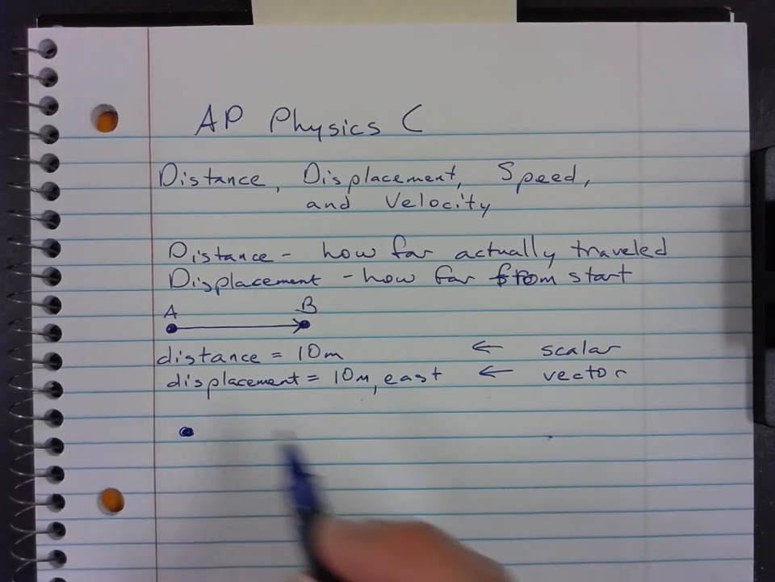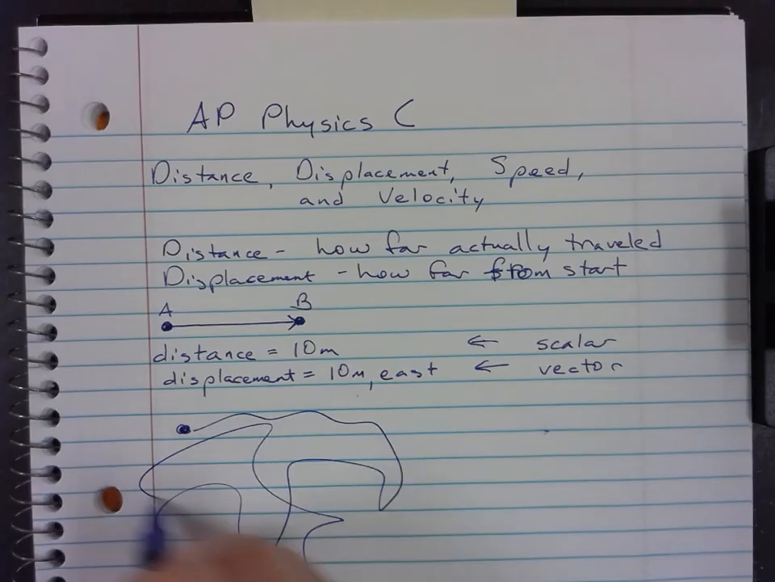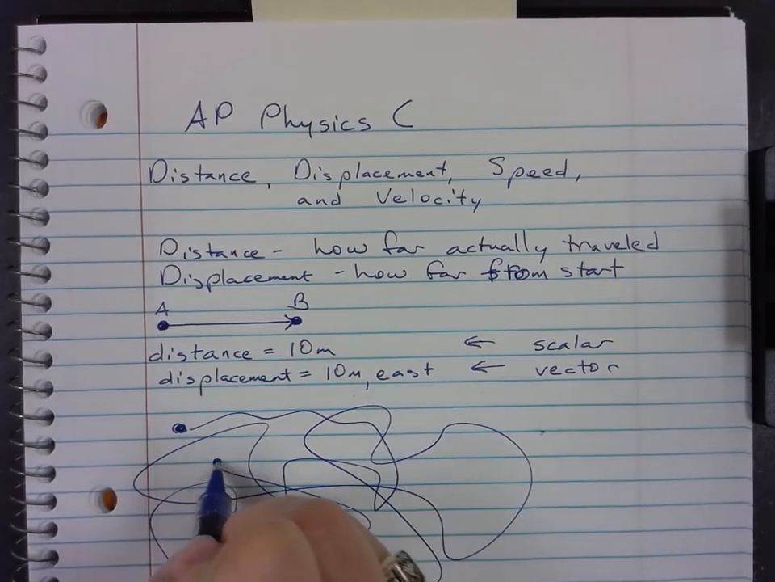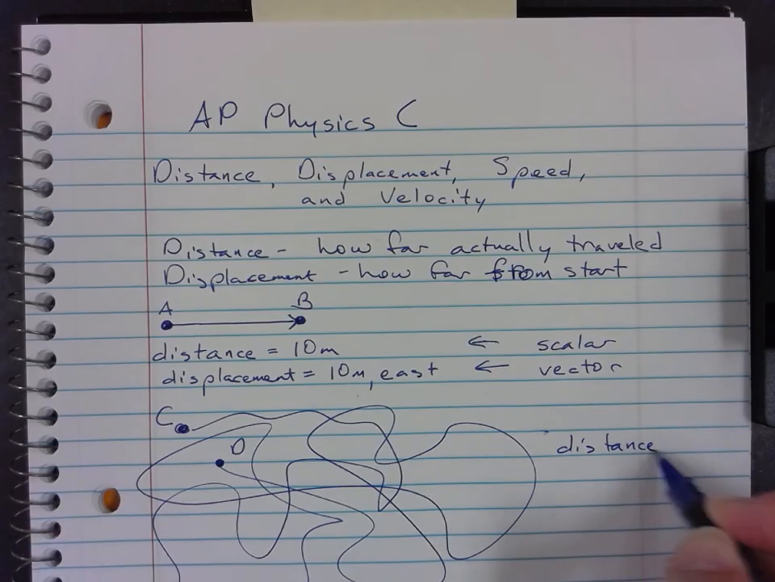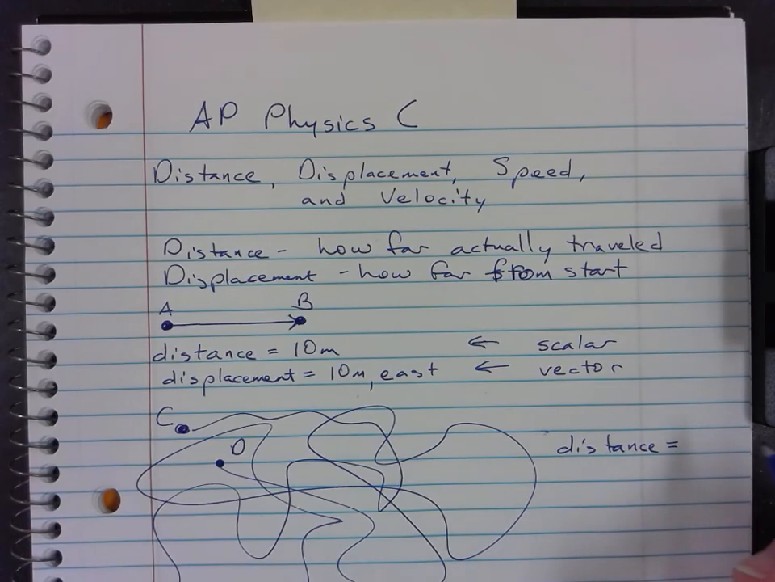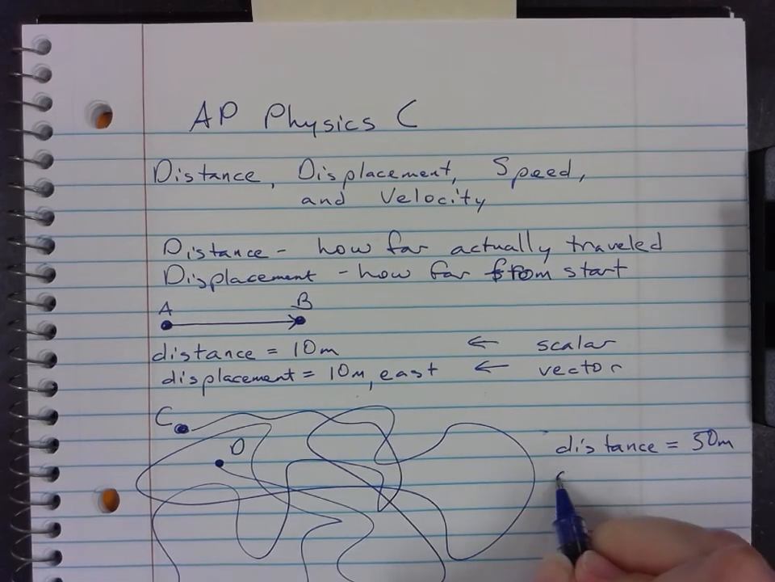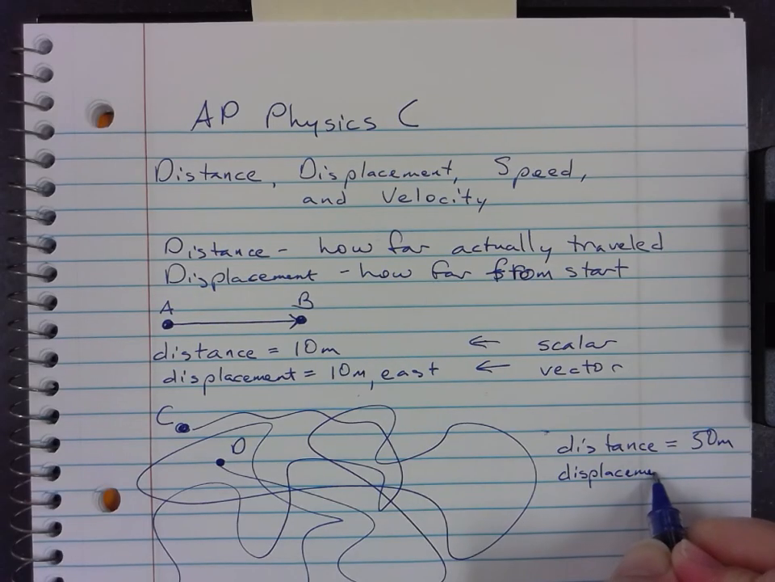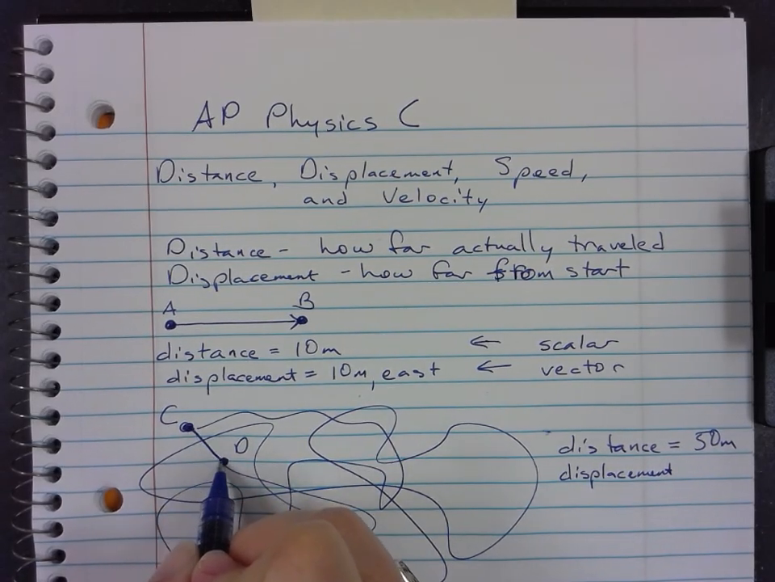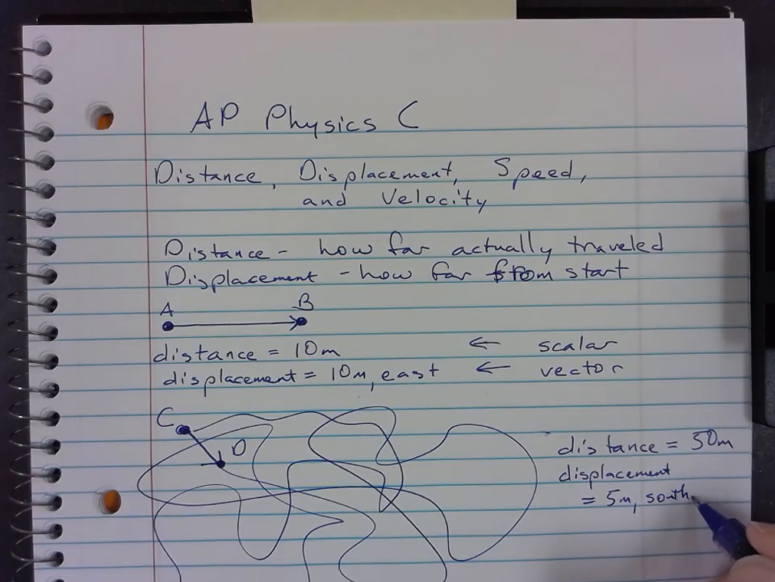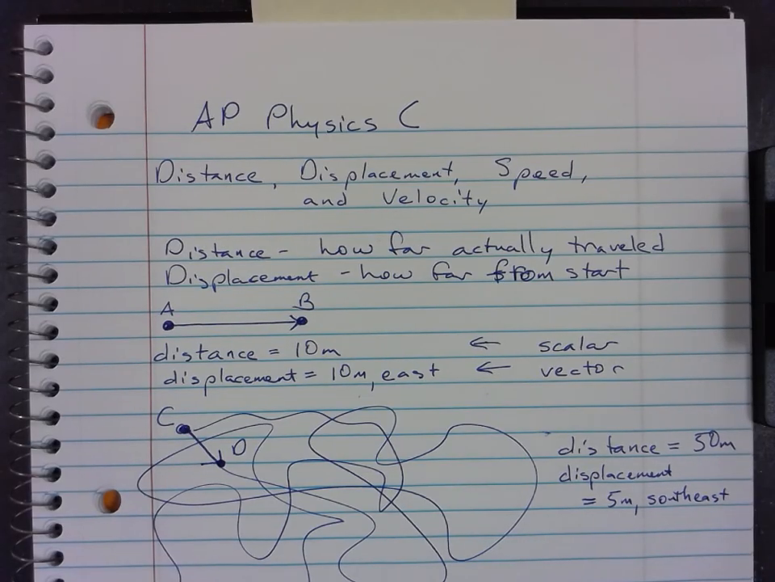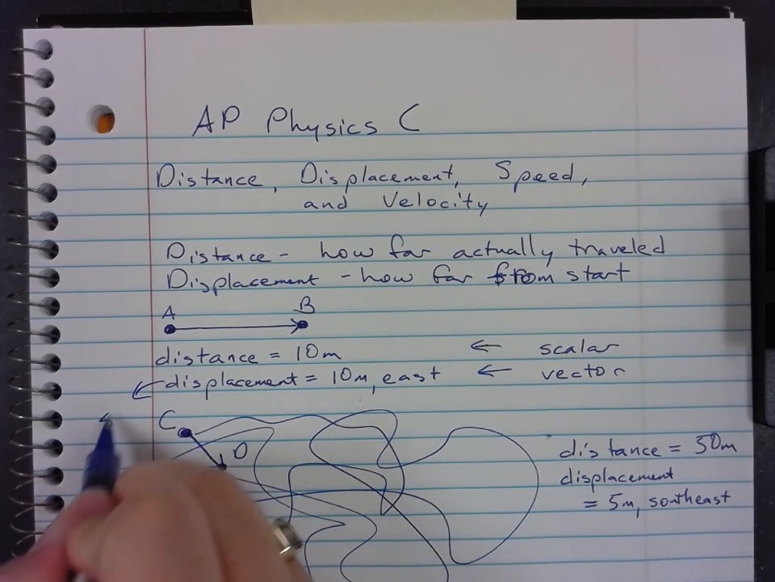Now if we do a different one, so if we go from C to D, this might be a distance of, using that same scale, 50 meters. But our displacement, shortcut, start to end, that looks like only about 5 meters southeast. So distance, how far you walk, how much exercise did you get, how many steps are on that Fitbit. Displacement is the shortcut.